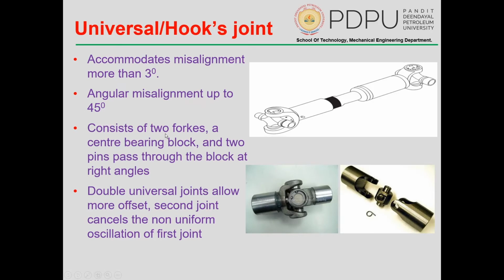It consists of two forks and a center bearing block, and the two pins pass through the block at right angles. Now to explain how it is, this is the block. In this block you can see there are pins at right angles, and these are the forks. This fork will be connected to this side, whereas these forks will be connected at the top with the help of these pins. This is how it would look when connected. So when it is rotating, this can allow a misalignment of around 45 degrees.